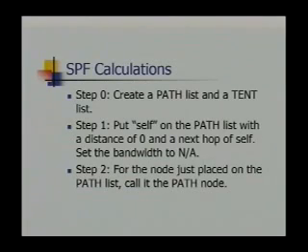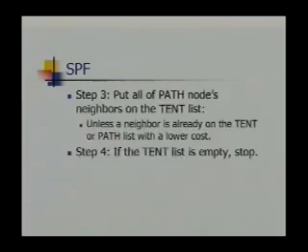Starting off, we'll create a path list and a tent list. These are key variables in the SPF calc. Step 1, we're going to put ourselves on the path list with a distance of 0 and a next hop of ourselves, and we're going to ignore our bandwidth. And for the node that we just placed on the path list, we'll call that temporarily the path node. Step 3 says put all of the path node's neighbors on the tentative list unless a neighbor is already on the tent list or the path list with a lower cost.